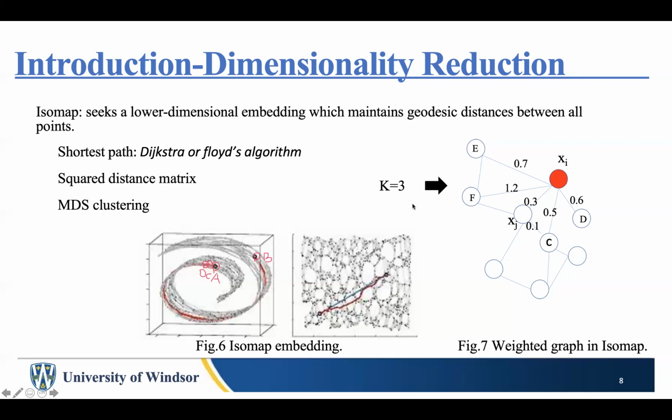Let's say k equals 3. Then xj, c, and d will be chosen as the neighbors of xi. And e and f are taken as not connected to xi. Now we can get a squared distance matrix. Then it will apply eigen decomposition to find the top eigenvalues and keep the maximal information of the data points like MDS does. So it will keep the global structure well.